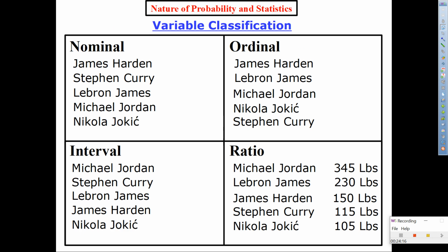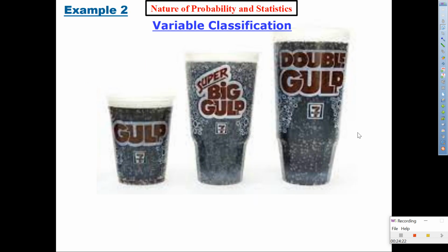Writing utensils down. You don't have to copy this because you will have a hard time copying these. Example 2, variable classification. Talk it over to your neighbor, let them know what kind of classification this is out of the 4.